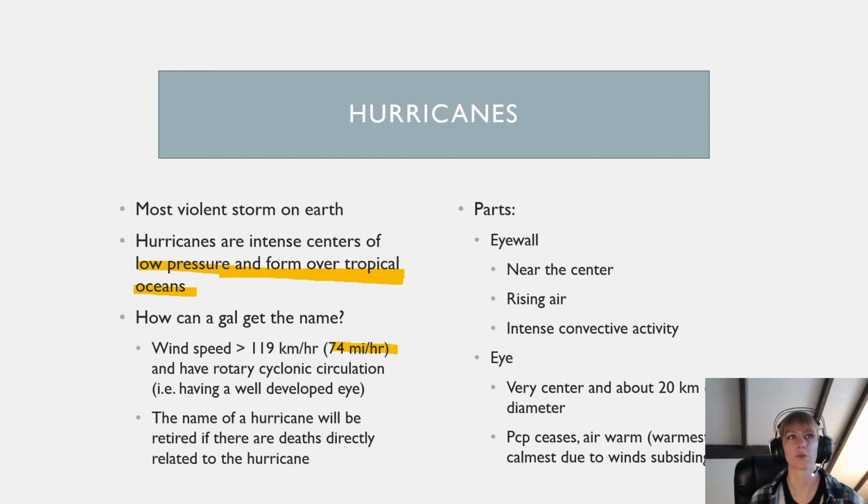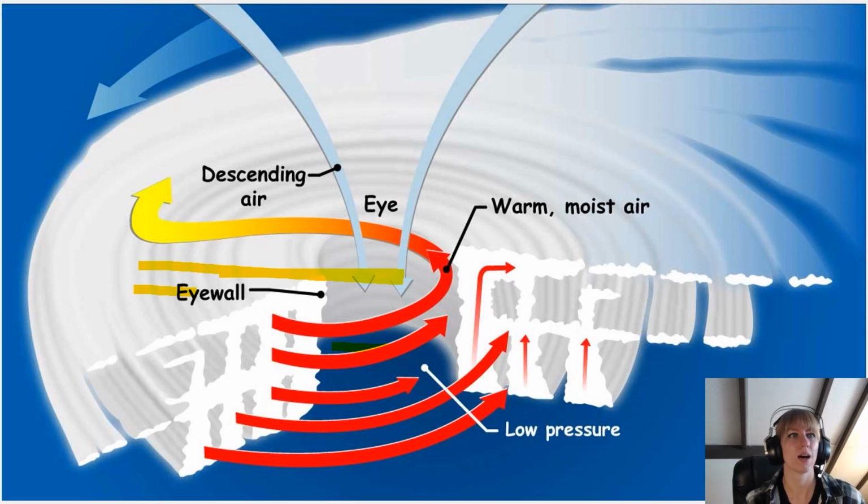It's where you're going to have the most intense convective activity. The eye is the very center. It's about 20 kilometers in diameter. Precipitation ceases here. You will have warm air, and it is very calm. It is the calmest part of the hurricane. You can look straight up and see the walls around you, and you will have clear skies in there with some clouds.